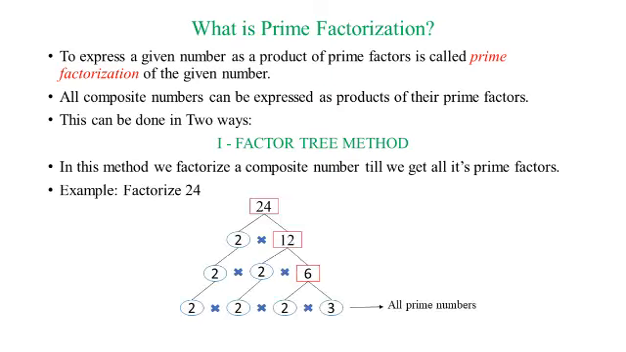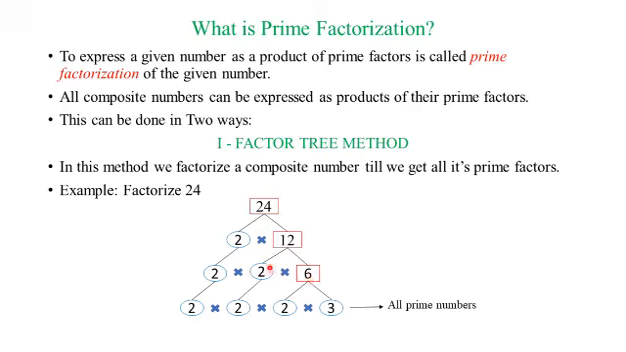For example, let's factorize 24 and find its prime factorization using the factor tree method. Now I split down 24 using 2 times 12. As we know, 2 times 12 gives 24. Here 2 is a prime number. I circle 2 and 12 is composite. I should split down. So in the next step, we bring this prime number 2 as it is and split down 12 as 2 times 6.